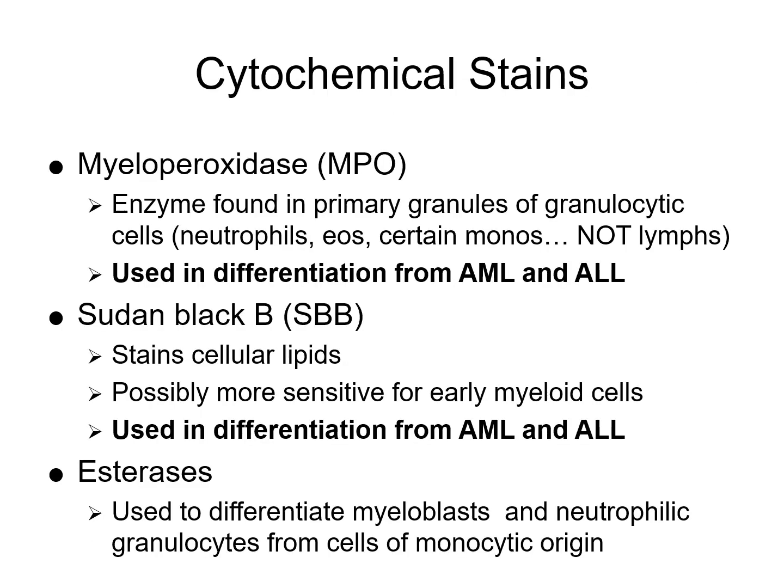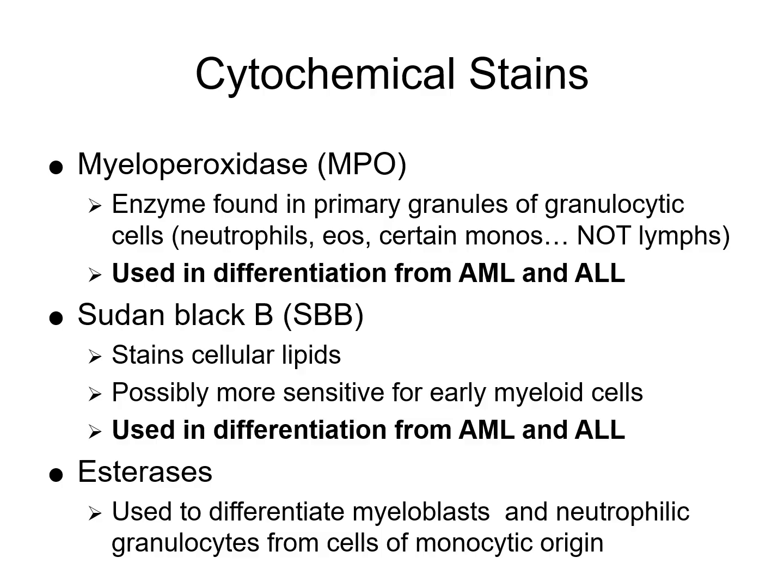So, cytochemical stains that we use in leukemia diagnosis, the first one is myeloperoxidase, or MPO. It is a heme-containing enzyme that's present in the primary granules of granulocytic cells, including neutrophils and eosinophils, and to some extent in certain monocytes. It catalyzes the production of hypochlorous acid from hydrogen peroxide and chloride ions during the respiratory burst, contributing to microbial killing.